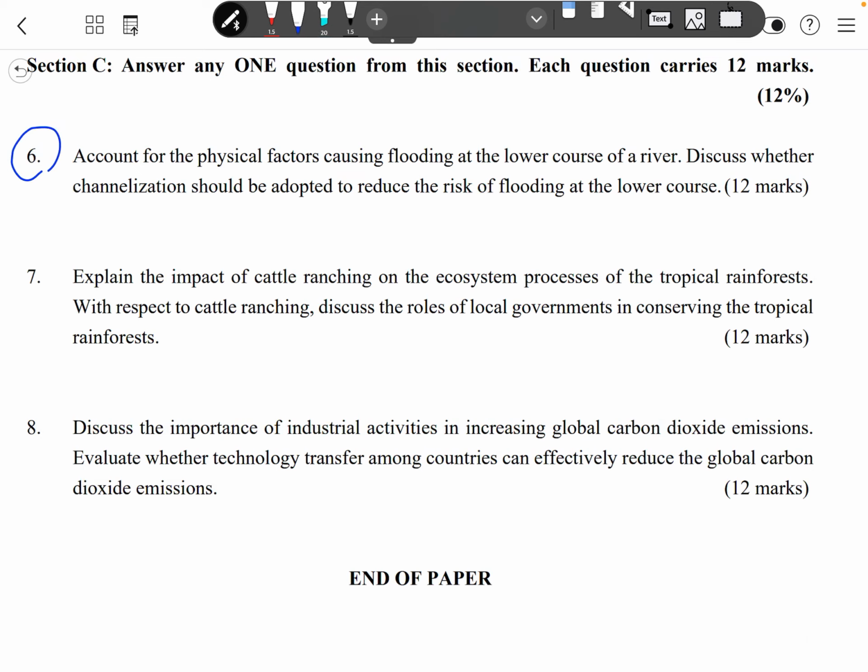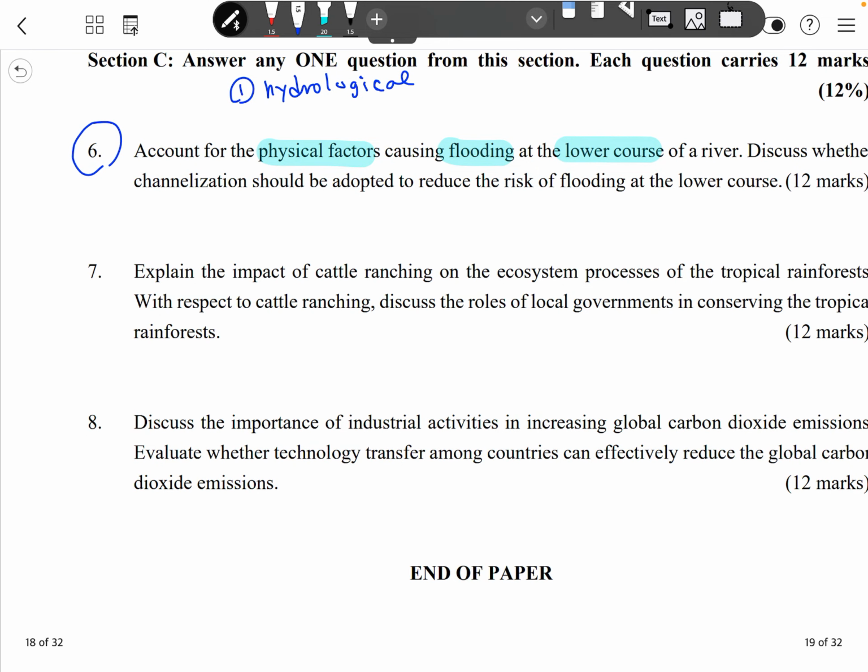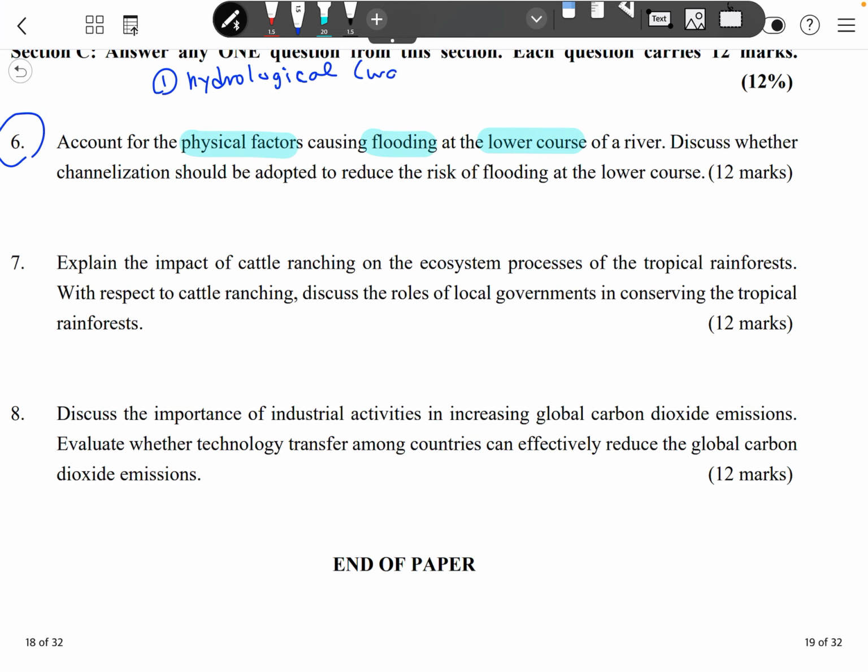So question 6: account for the physical factors causing flooding at the lower course of a river. For part 1, we have 3 keywords: physical factor, flooding, lower course. So you have to brainstorm what are the physical factors causing flooding at the location. The most important one is the hydrological factor, something about the water.